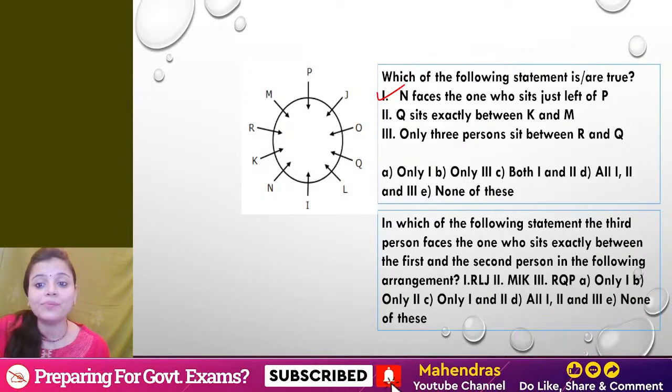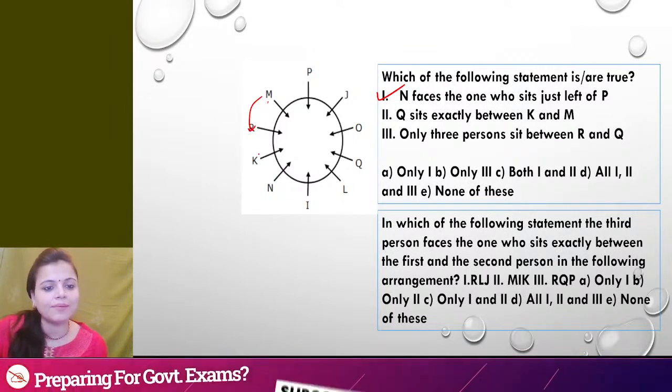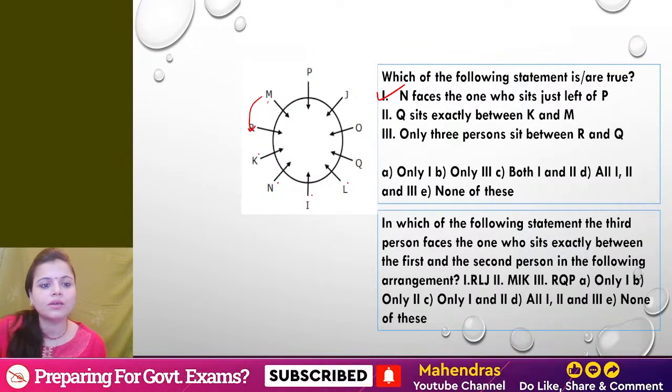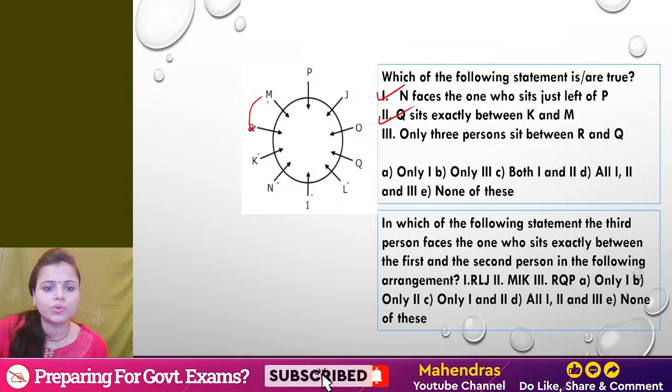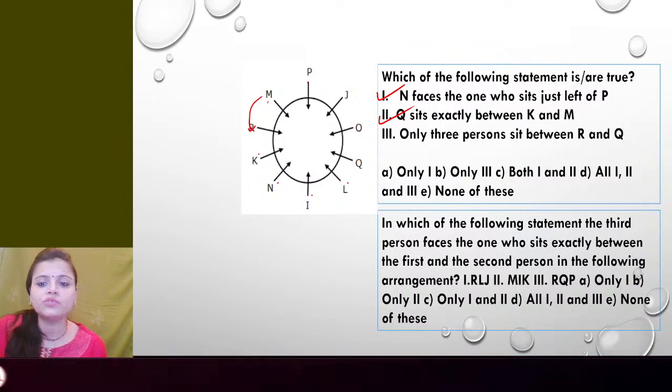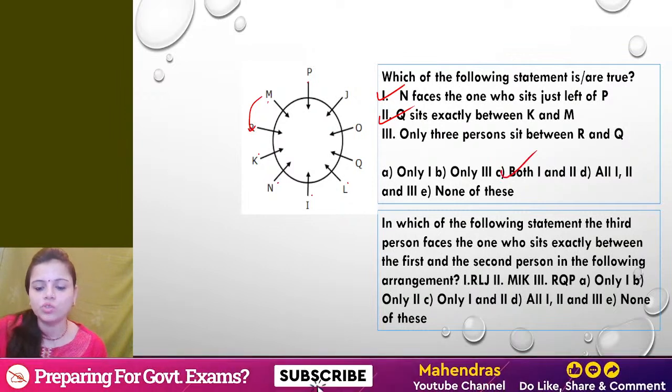Q is exactly between K and M. From this side, R is exactly between. From this side, 1, 2, 3. Yes. Second one is again right. Only 3 between R and Q? 1, 2, 3, 4. No. So both 1 and 2, so option C. Yes. Next.